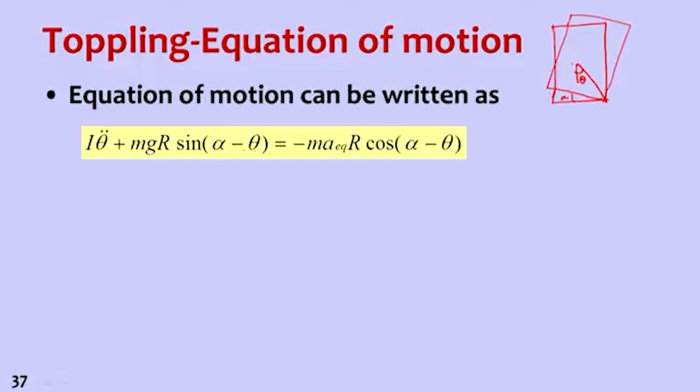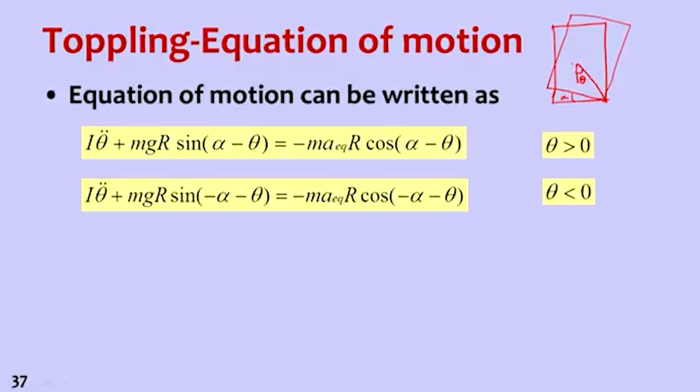So when alpha is increasing, you can consider alpha as a degree of freedom. When alpha is increasing, if it is equal to theta, then the toppling condition takes place. So theta is greater than 0 from this location, and on the other side, theta is less than 0. So we use two equations.